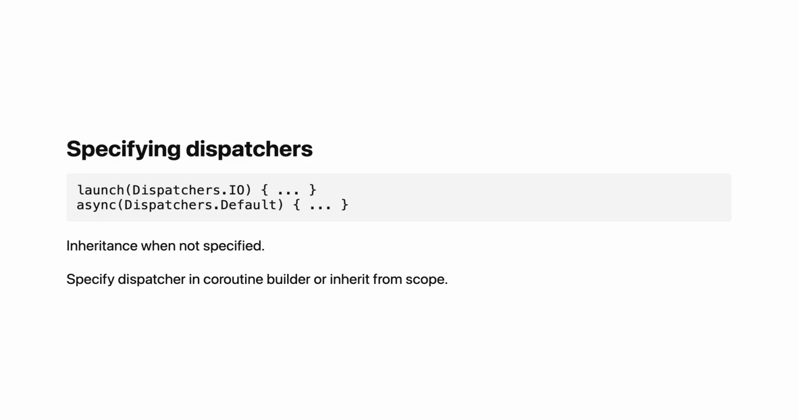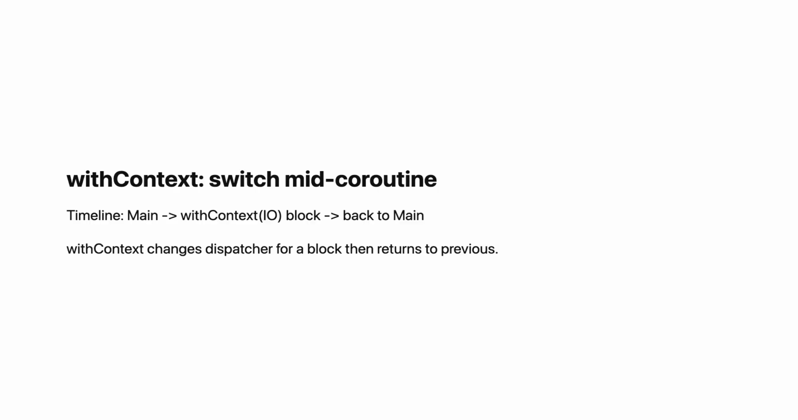Sometimes you need to change dispatchers mid-coroutine. withContext switches the context for a block of code. withContext(Dispatchers.IO) { block }. The block runs on IO, then execution returns to the previous dispatcher. Use this pattern: start on Main for UI, switch to IO for network, switch back to Main to update UI.